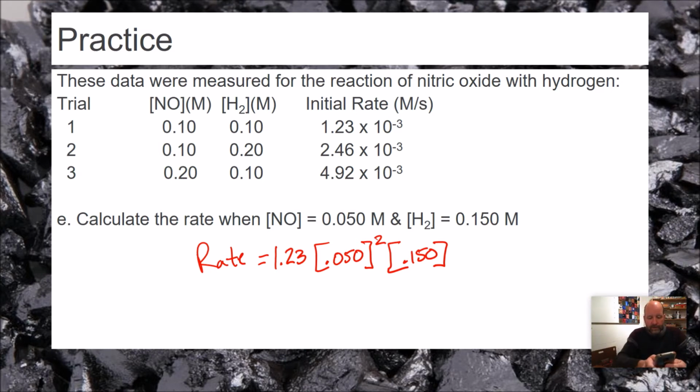And again, I did not bring home my calculator. I got to do it with my phone. So when I calculate all this out, I get 4. Looks like we've only got 2 sig figs. So 4.6 times 10 to the negative 4th. And the units are going to be molarity per second.